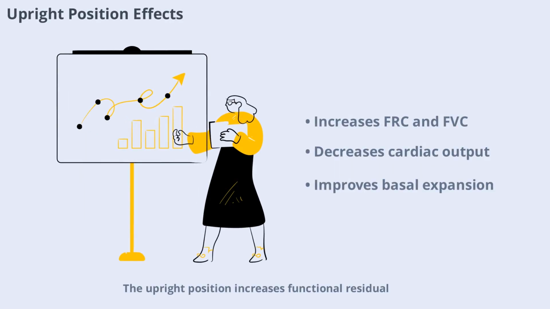The upright position increases functional residual capacity, FRC, and forced vital capacity, FVC, decreases closing volume, and allows better expansion of the lung bases. However, it can decrease venous return and cardiac output. This position is generally beneficial for basal lung expansion, especially during large inspirations, but may not be suitable for all patients.